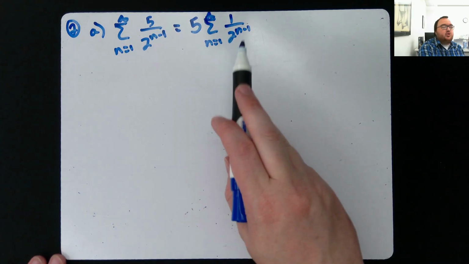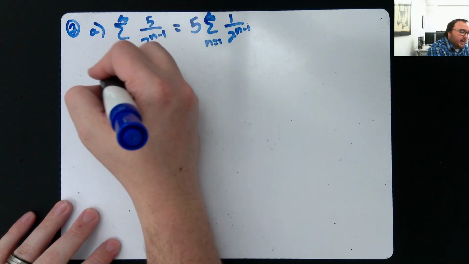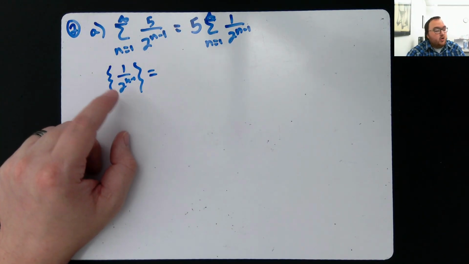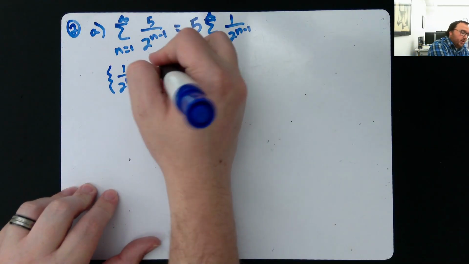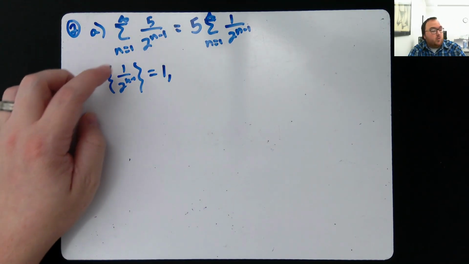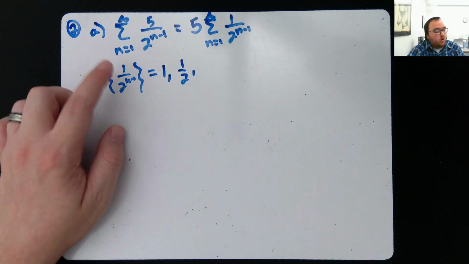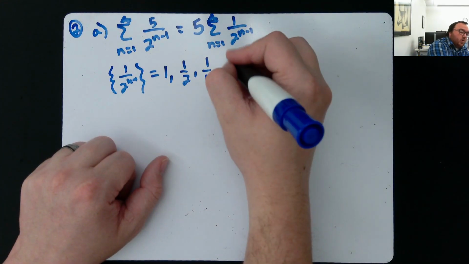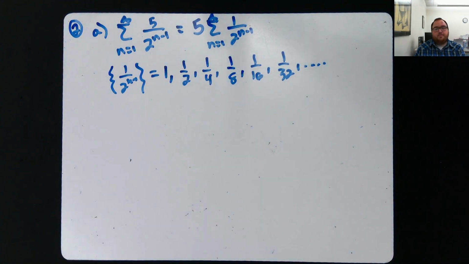So let's look at what happens to the sum of 1 over 2 to the power of n minus 1. So let's list those terms out. 1 over 2 to the n minus 1. Plug in a 1 and you get 1 over 2 to the 0, which is 1 over 1, so 1. Plug in a 2, you get 1 over 2 to the first, so 1 half. Plug in a 3, 1 over 2 squared, so 1 fourth. Plug in a 4, 1 over 2 to the third, so 1 eighth. Then I'd get 1 16th, 1 32nd, on and on.